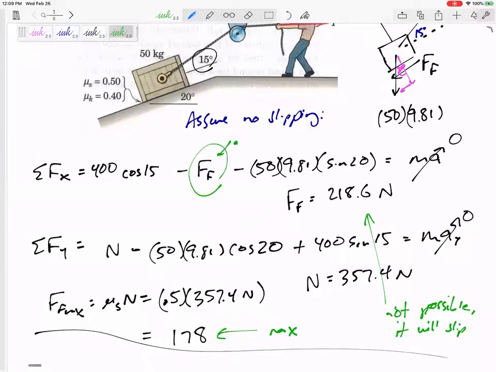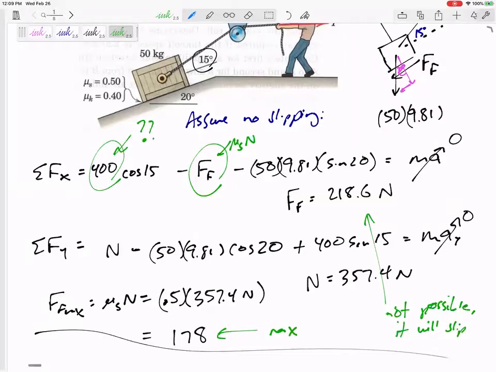In that scenario, I would set this to mu s n, and I would just leave T as T, and so I would just solve for T, and I would get, hey, I need a T of 300 something newtons to get it to start moving, and so that would prove that, okay, I'm at 400, so it is moving. So sometimes there are multiple ways to start this type of problem.